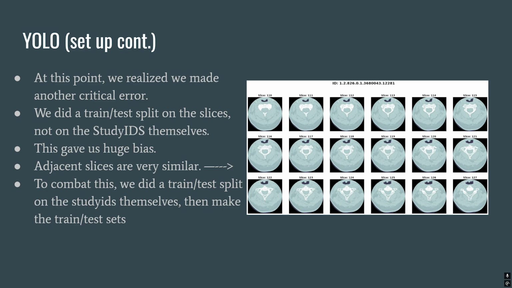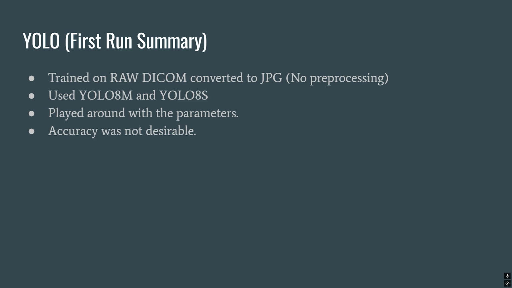To summarize our first run of YOLO, we've converted raw DICOM images to JPEG. We experimented with changing the parameters in YOLO models like the YOLO 8 small and the YOLO 8 medium. Our results were not desirable. More on the results later. It was clear we had to go back and fix some things.